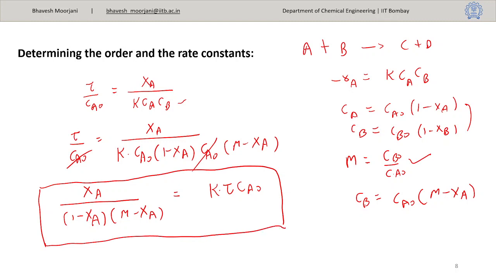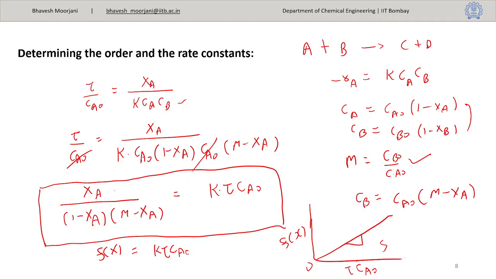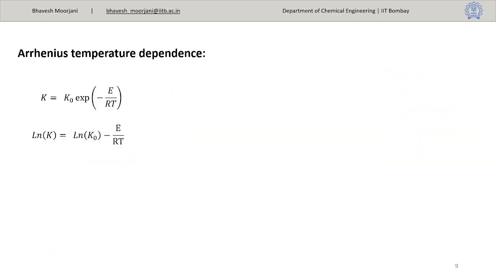So what we will do in this experiment, we will perform an experiment, we will find the conversion XA, we know the initial concentration Ca0, we know the residence time. So we will plot, let's call this function of x, f of x equal to k tau Ca0. We will plot f of x versus tau Ca0. It will pass through origin and slope will be our rate constant k. Okay. So this is the theoretical calculation part for this experiment.